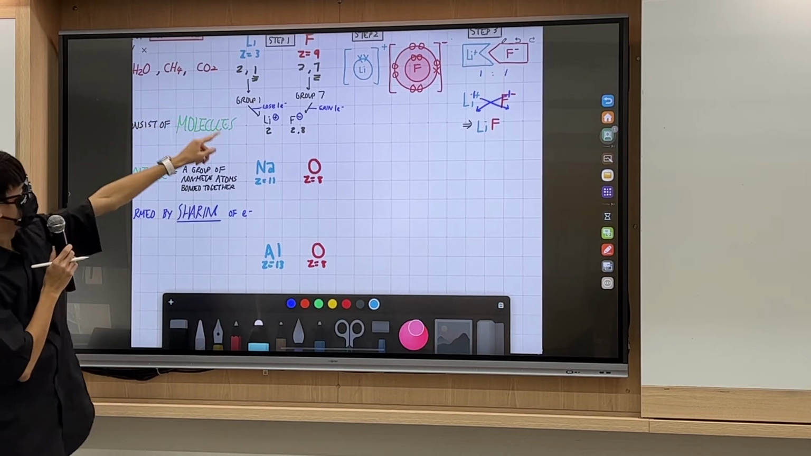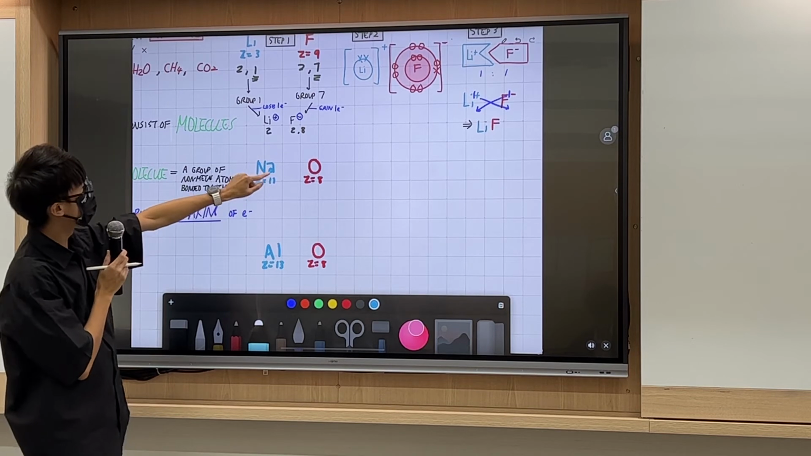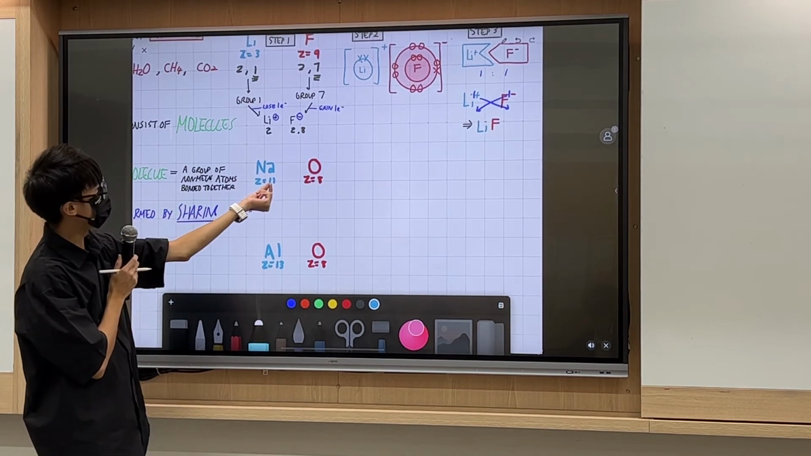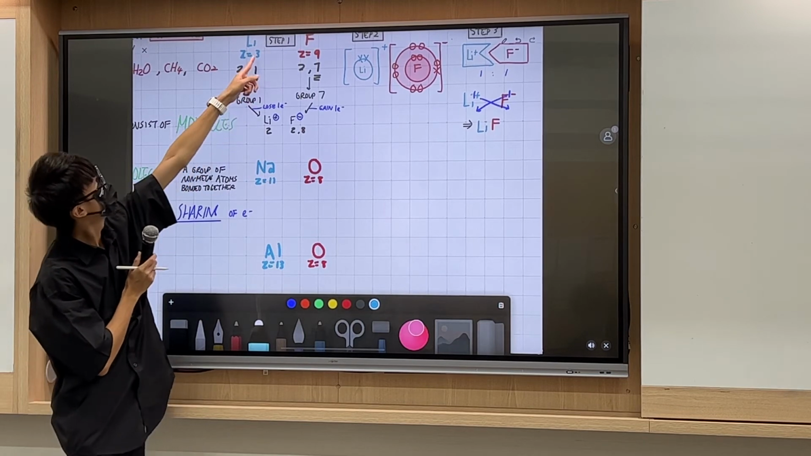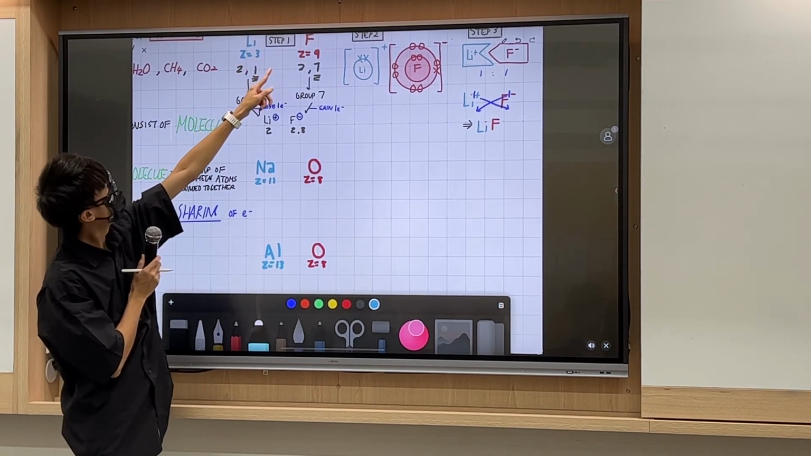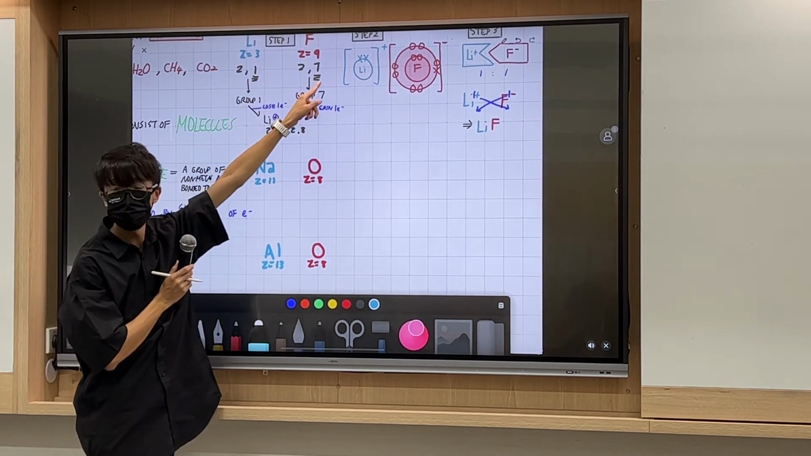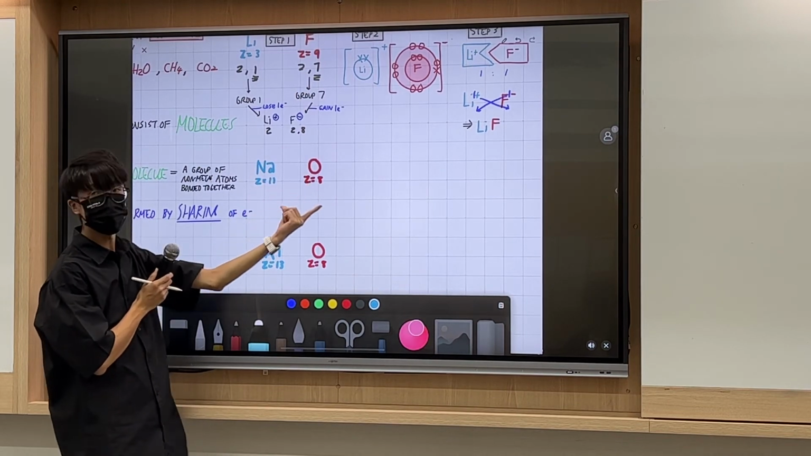Do the same step. First, find the electron arrangement of each. Think about what 11 can be broken down to. Which 3 numbers can it be broken down to? Like 3 can be broken down to 2 and 1. 9 can be broken down to 2 and 7. So you need to do the same for each of these atoms.